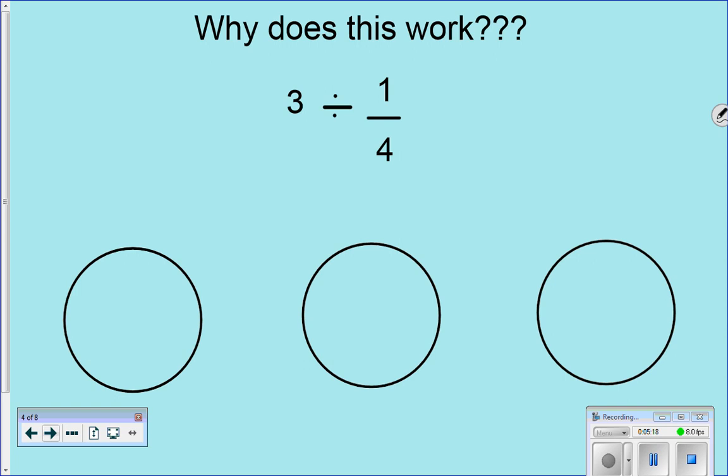All right, so why does this work? Let's talk about why this works. Because I'm a big believer, I want to know why things happen, so I'm going to show you quickly. So 3 divided by 1/4, I'm sorry. I have 3 circles up here. That's my 3. And it says I'm going to divide them into 4s. So let's divide them all into 4s.